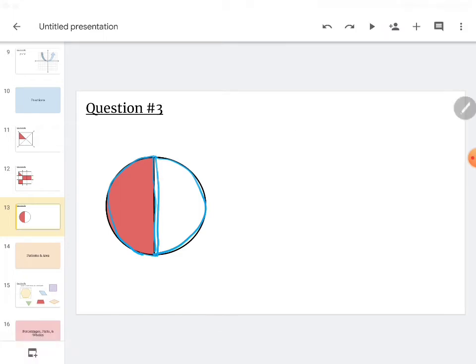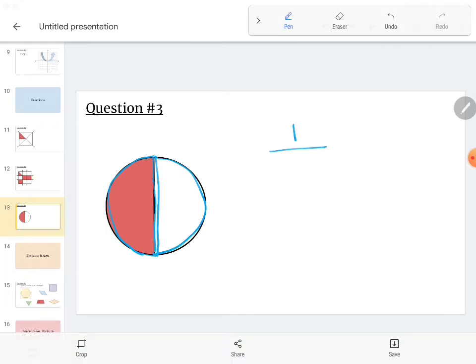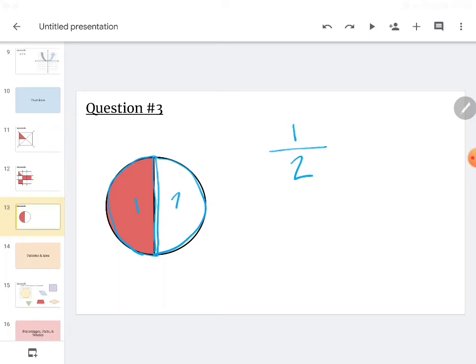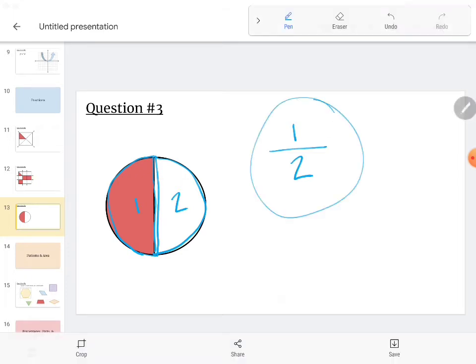So we have one section of our circle shaded, and altogether we have 2 sections because 1, 2. So when we go to create a fraction for our circle, we'll notice that half of our circle is going to be shaded.